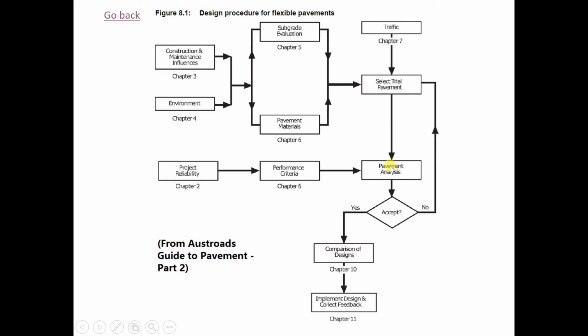Then we do some pavement analysis. Previously we used hand calculation, but there are so many iterations. We need to use a computer to do the iterations, otherwise it takes people too long for this mechanistic approach. So the computer will do the analysis, and then we accept it, and if not accepted, we go back again to try a bigger one.